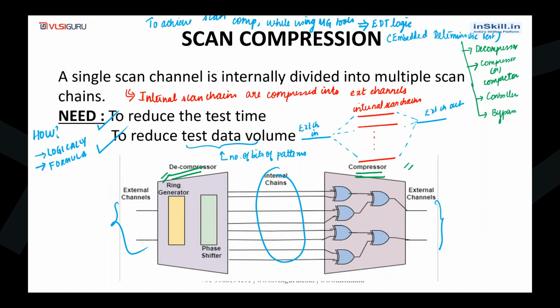So these are the 4 components in EDT. One is the decompressor, the other one is the compressor or compactor logic. Then you have the controller logic, and then you'll be having the bypass logic.